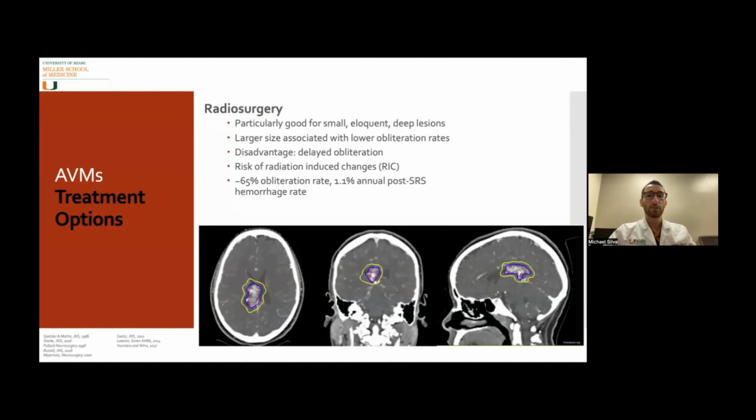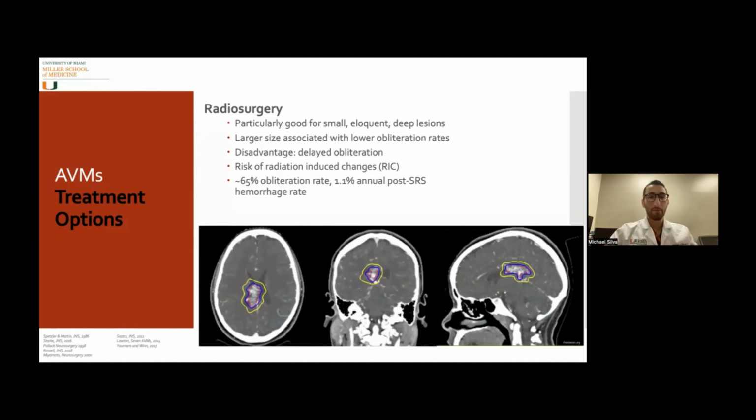So other options for AVMs: radiosurgery. This is particularly good for small, eloquent, and deep AVMs. Larger size of AVM is associated with lower obliteration rates. The major disadvantage of radiosurgery is that it's not an immediate treatment. Whereas for microsurgery, you resect the AVM, you see immediately on the intraoperative angiography that the AVM is gone, and the hemorrhage risk from the AVM is done.